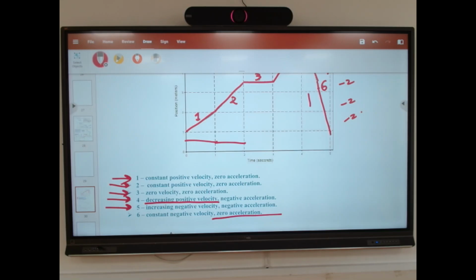Where is your point? The fourth point. Decreasing positive. Yes. Zero. Third one, zero. Fourth, zero acceleration. Negative acceleration. Yeah, exactly. Good.